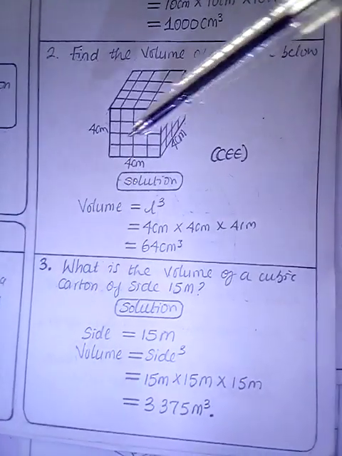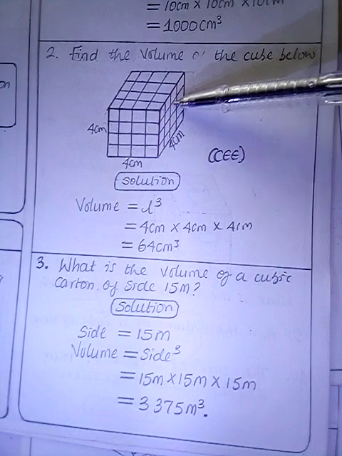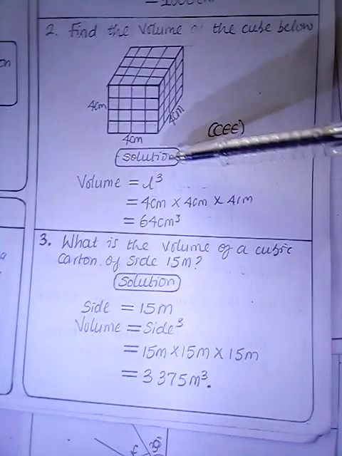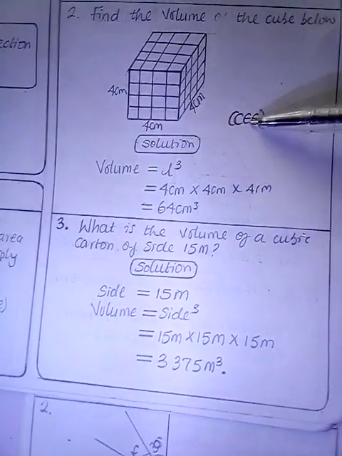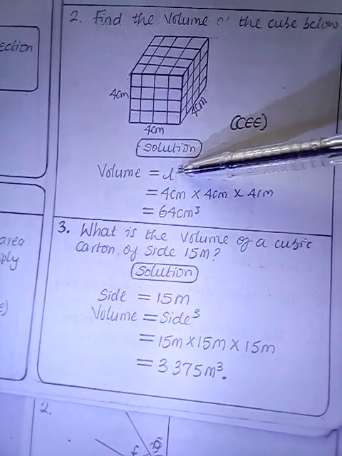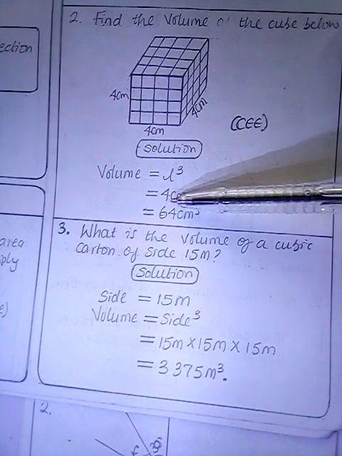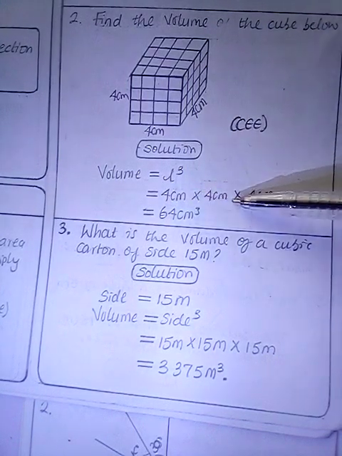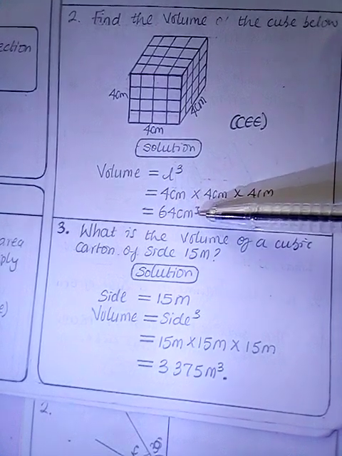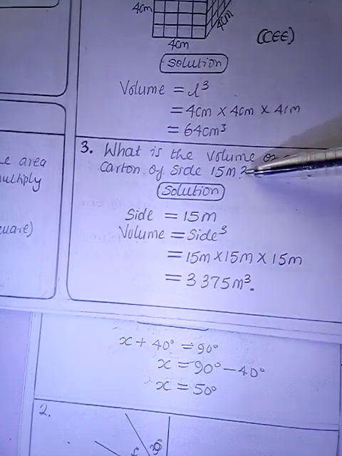And also we have, find the volume of the cube below. This is a solid cube with length 4 cm, 4 cm, 4 cm. Since the side is 4 cm, this is actually a common entrance question. Volume is equal to length cube, which is length times length times length, since all the sides of the cube are the same. So here we do 4 cm times 4 cm times 4 cm, which gives us 64 centimeter cube.